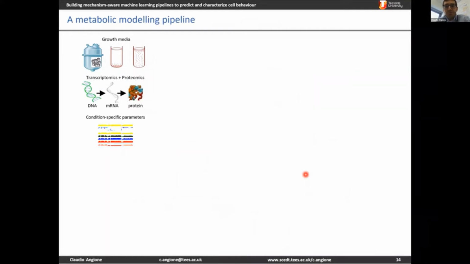As an overall pipeline of what we do usually, we start from all the information we have: growth medium composition, and then any omics available, transcriptomics and proteomics, and if available, any condition-specific parameter or any sample-specific information. Even if we consider single features, it still works fairly well. Having two or three of them is brilliant, but we've also done many applications where only one of these was available.